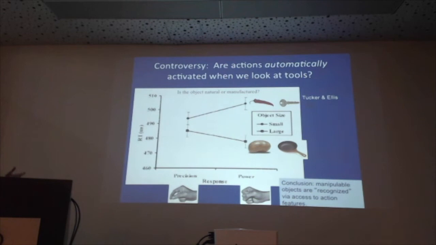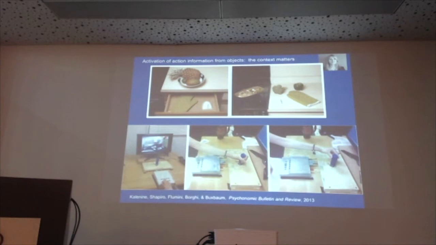So one of the things we wanted to show is that the scene in which you show objects has a big effect on these kinds of activations. So Tucker and Ellis were kind enough to send us one of their apparatuses, which affords pinching and clenching.